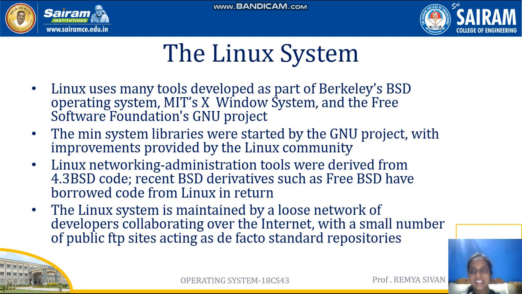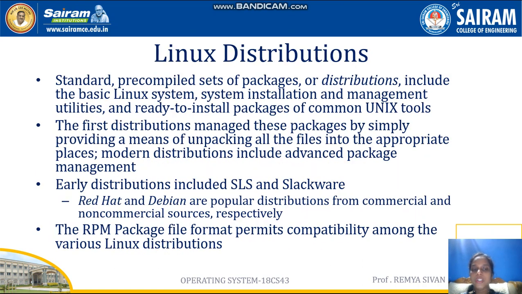The next one is the Linux system. In the Linux system, the main system libraries were started by the GNU project with improvements provided by the Linux community, and it uses many tools developed as part of Berkeley's BSD operating system. The Linux networking administration tools were derived from 4.3 BSD code. Recent BSD derivatives such as FreeBSD have borrowed code from Linux in return. It is maintained by a loose network of developers collaborating over the internet, with a small number of public FTP sites acting as the de facto standard repositories.